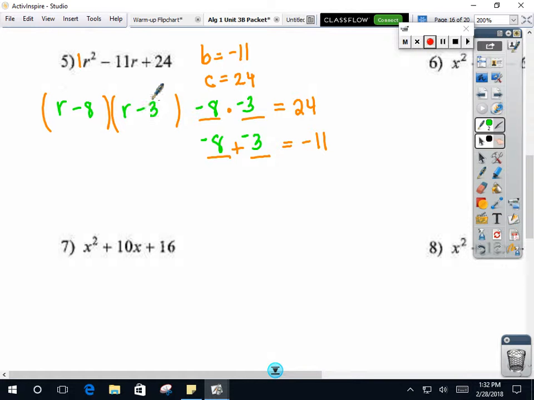Now, you could write r minus 3 first and r minus 8 second. That's the same answer. It doesn't matter which order the binomials are in, because think about it. They're touching, which is multiplication, and multiplication is commutative. You can multiply in any order. Any questions so far?